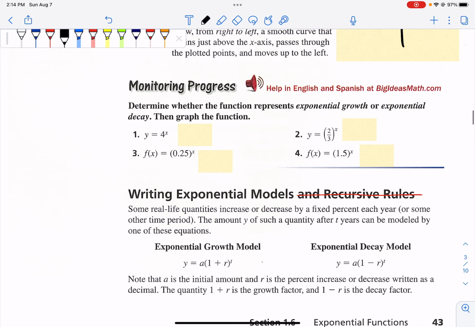So here's what I want you to do. I want you to try these 4 all by yourself, okay? Step 1, is it a growth or a decay? Look at the base value and then graph it for me. So pause the video, take 2 minutes and graph these 4 functions.